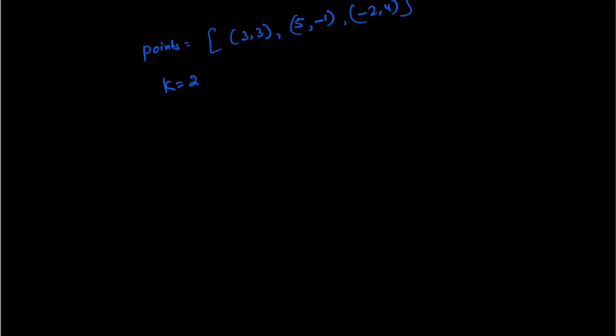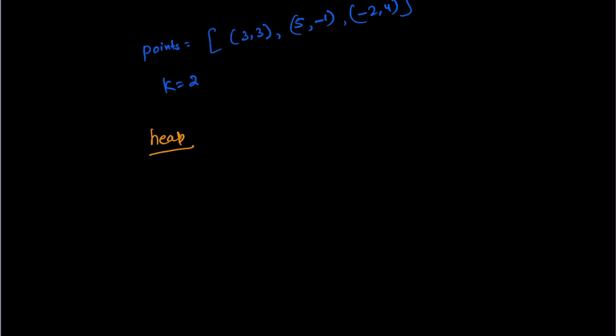Suppose we have points equal to 3, 3, then 5, minus 1, and then minus 2, 4, and let's say k is equal to 2. So we have to find the two closest points from the origin. We will initialize our heap. Inside this heap, we will keep our points in order of distance.